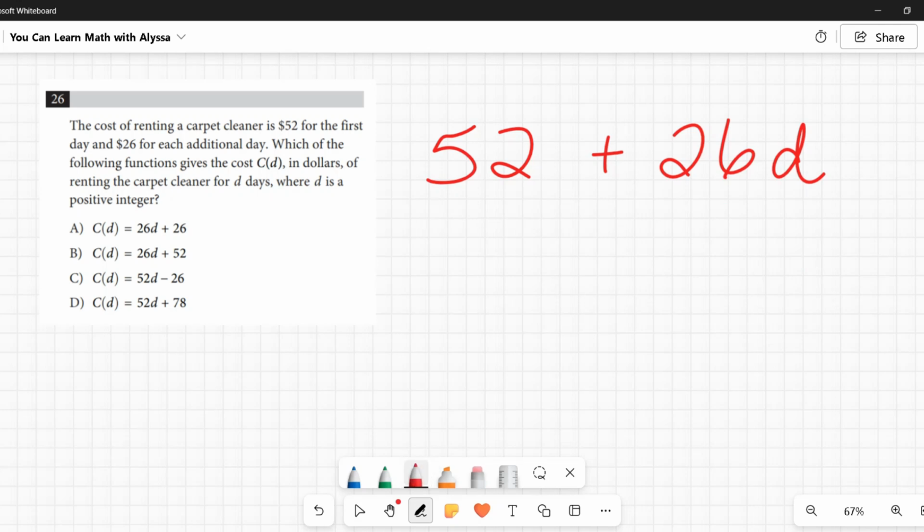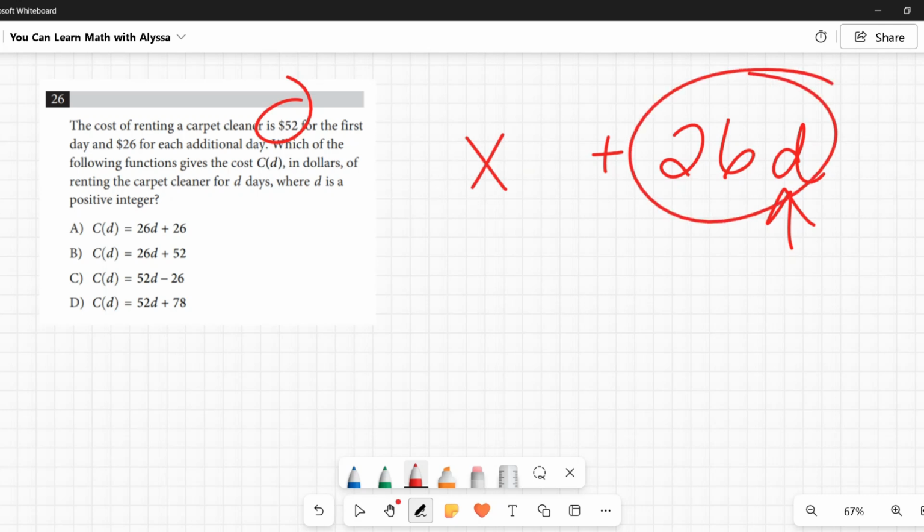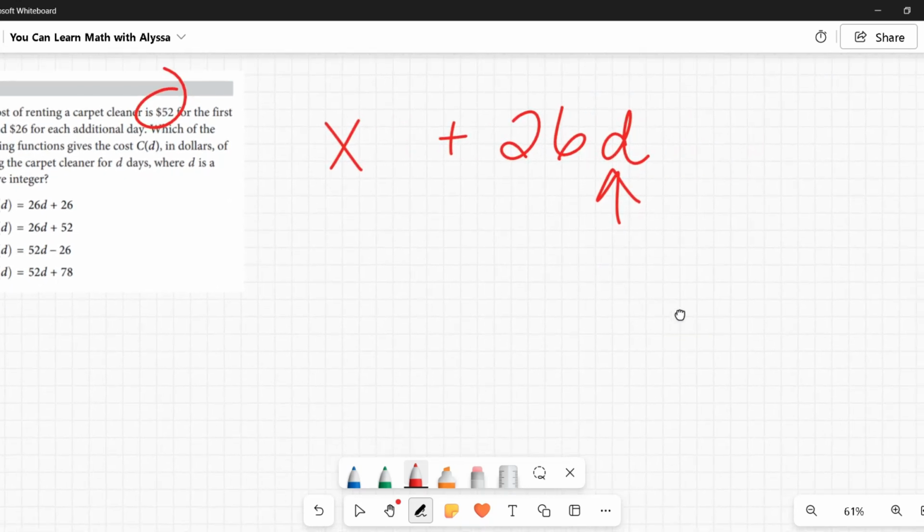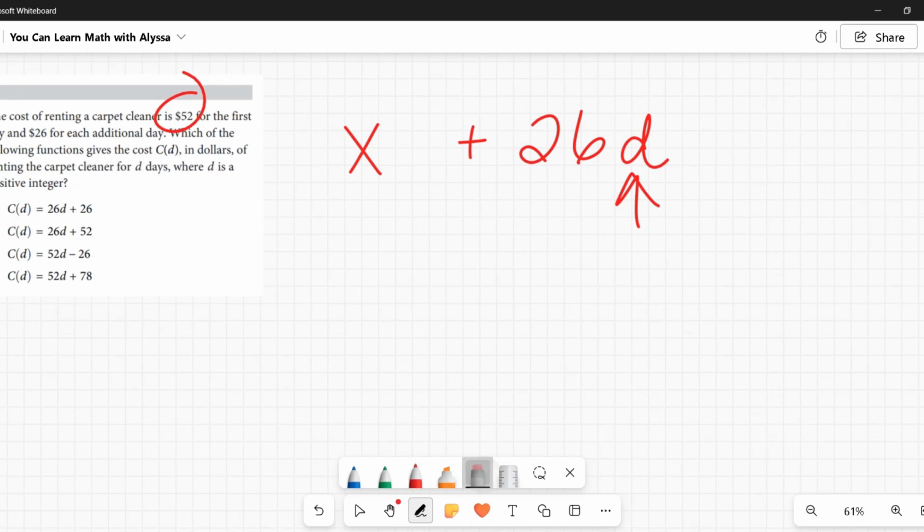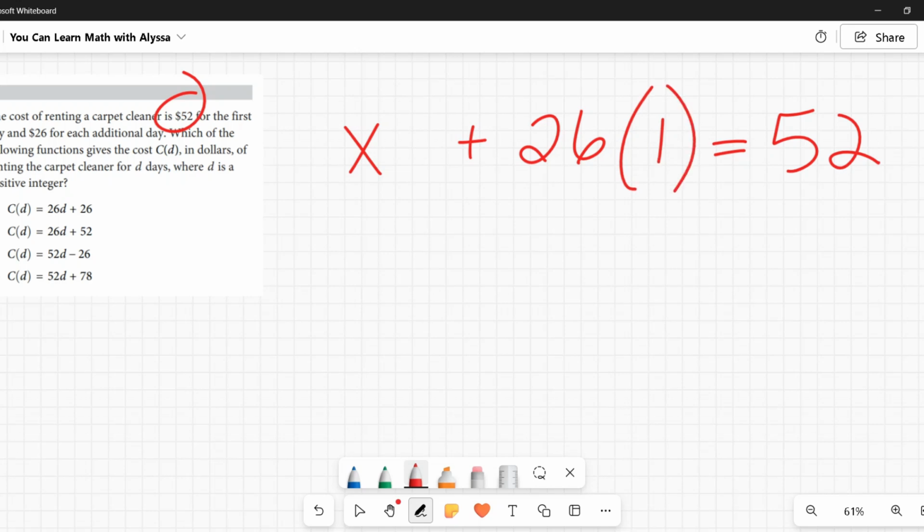How can I make this so that if I put in a 1 here, I will get $52 for the first day? Well, what if I changed this into an X? I know $26 a day has got to be part of this. But what should that amount, that X, be? How can I solve this? Well, I know the first day it's going to cost me $52. And I know that D is 1 day. I've rented it for 1 day.